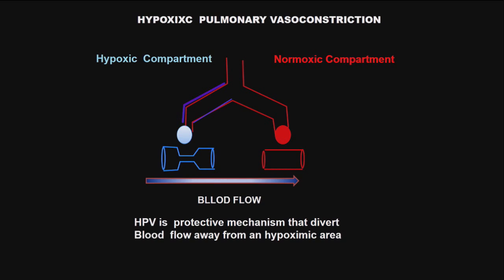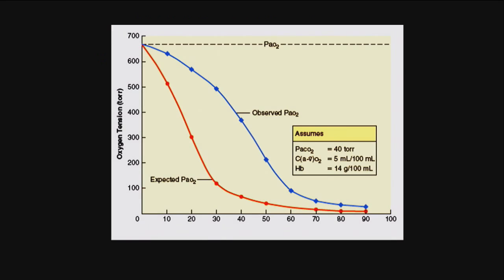So hypoxic pulmonary vasoconstriction. Now think about it. What is hypoxic pulmonary vasoconstriction? It's a protective mechanism, right? It takes blood away from the hypoxemic area and diverts it to an area that is not hypoxemic, with good blood flow and good oxygenation. It's a protective mechanism.